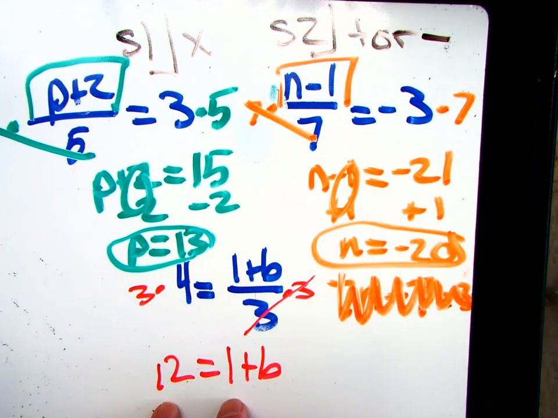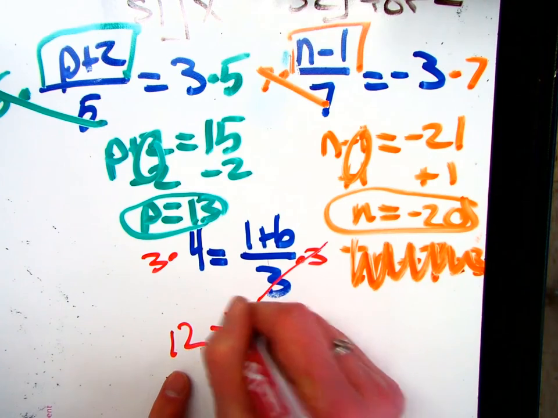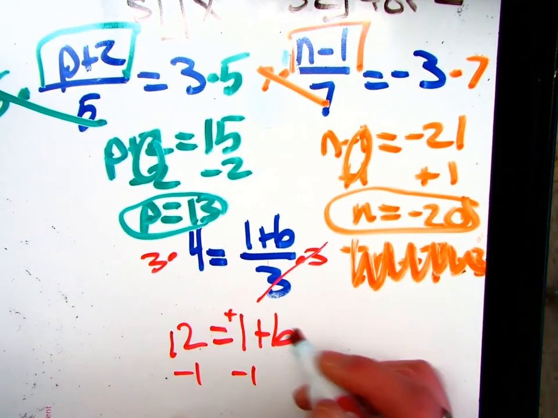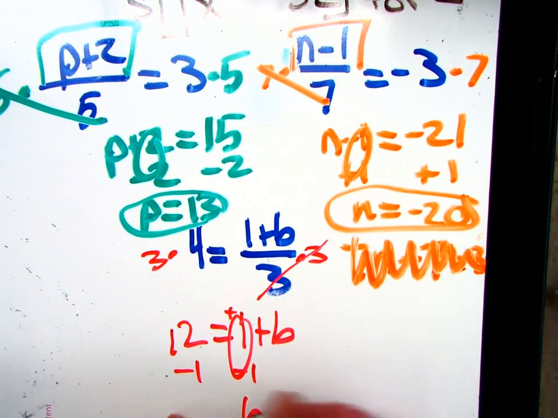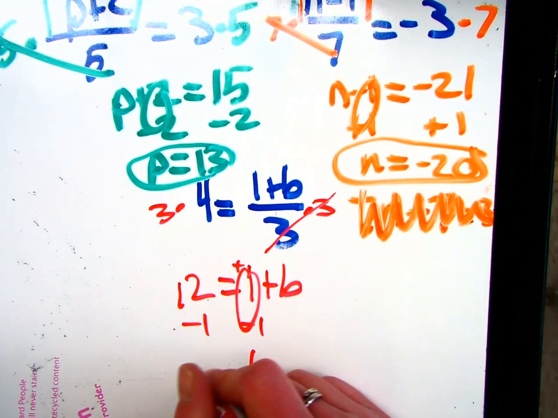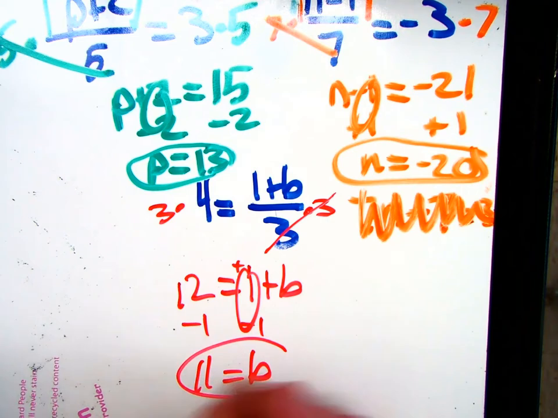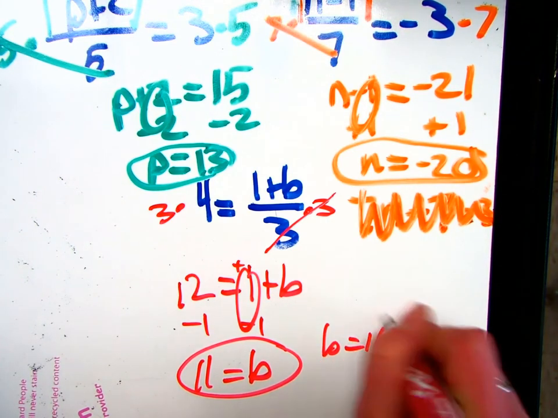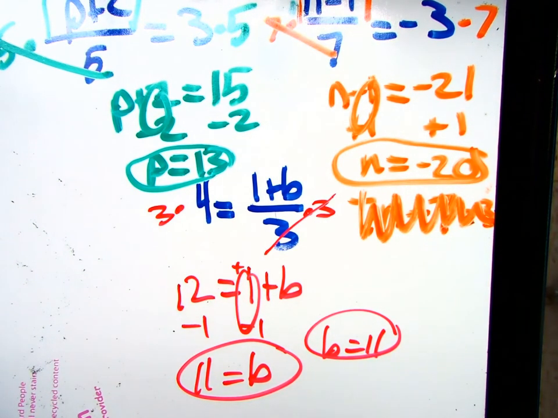I need to put these two together. This is a positive 1, so I'm going to subtract 1 from both sides. Those make 0, which means I can bring the b down. And then 12 minus 1 is 11, so 11 equals b, or b equals 11. Whichever way you want to write it is totally fine.